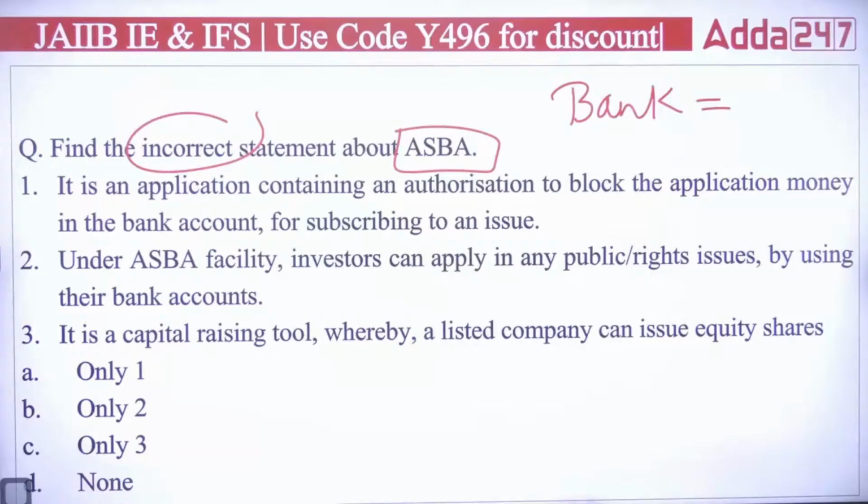Second, under ASBA facility, investor can apply in any public right issue by using their bank account. Third, it is a capital raising tool whereby a listed company can issue equity share. Read it very carefully. Application supported by blocked amount, okay. What about rest? Give the full form and answer as well.